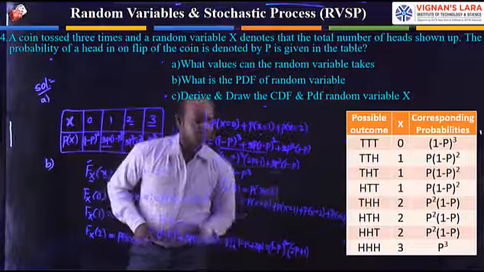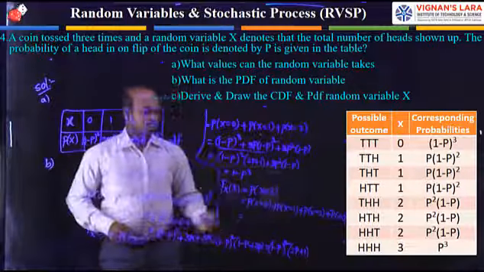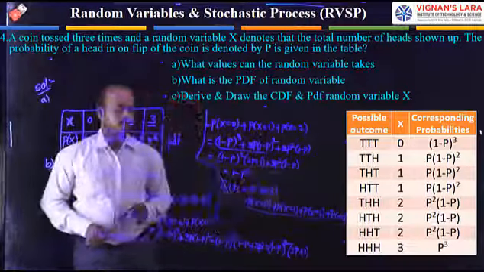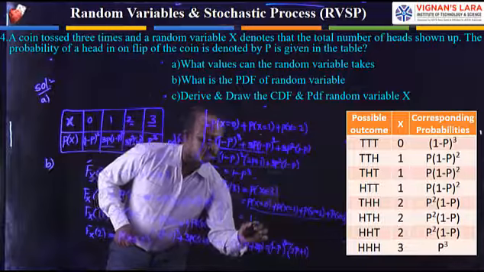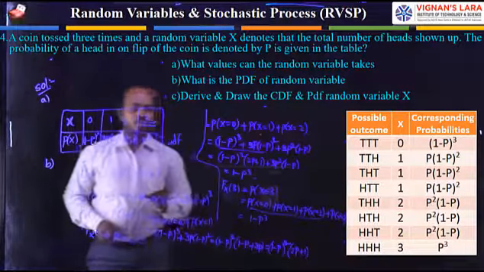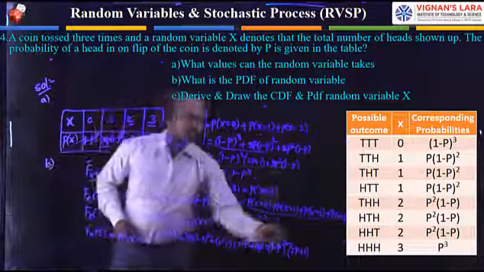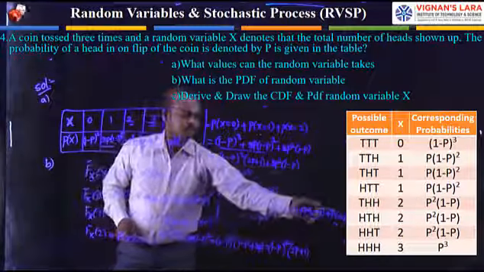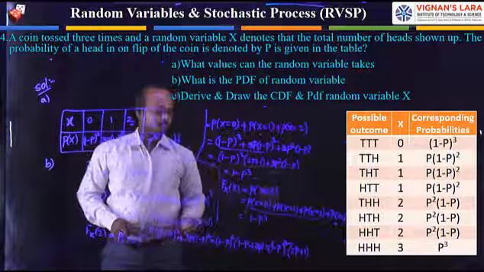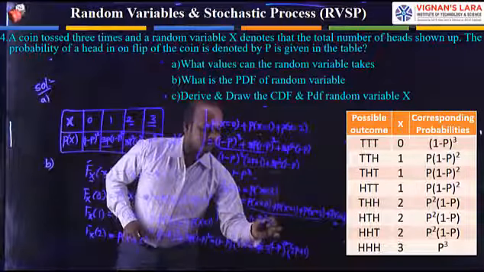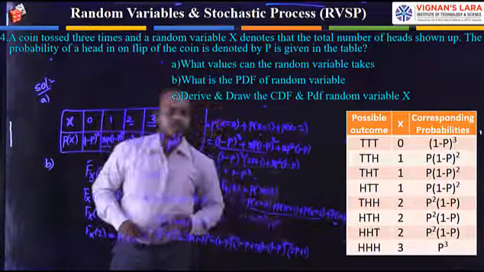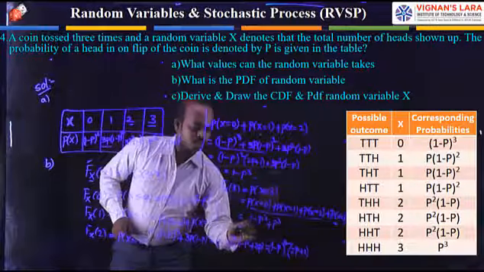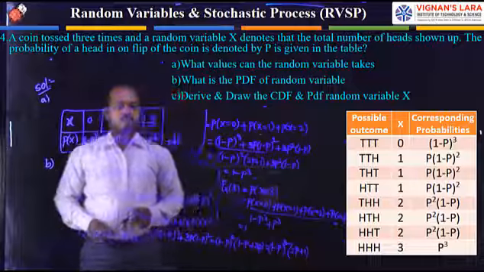Now I am substituting all these values. Already we know the summation of the first 3 values from the previous case. That value is 1 minus p cube. Now I am just writing the last term. The last term is p of x is equal to 3, the value is p cube. Now these two terms cancel. The remaining value is 1.